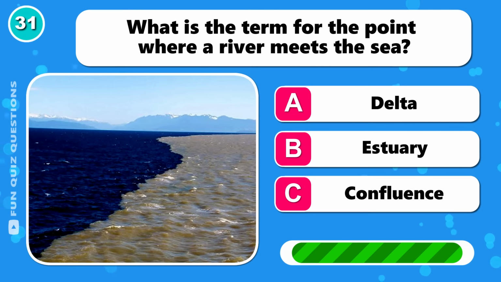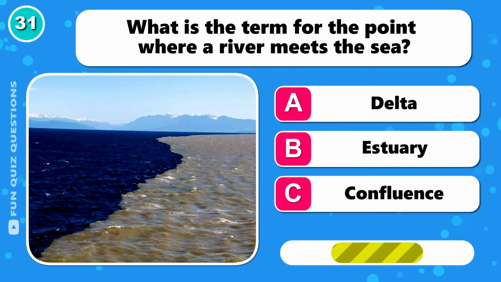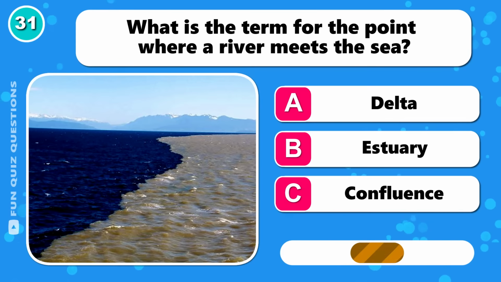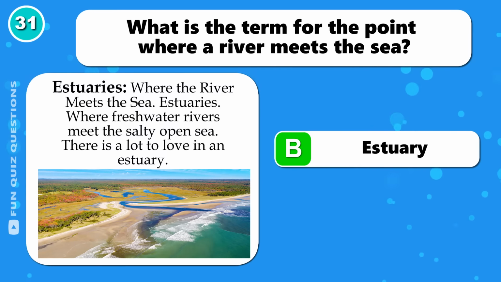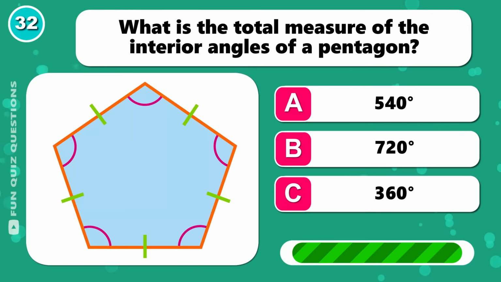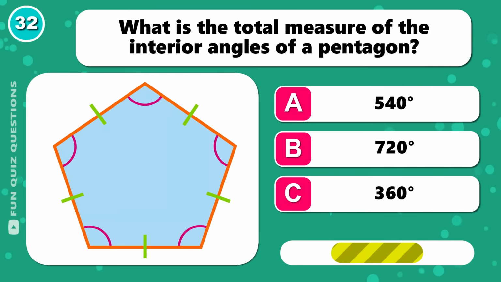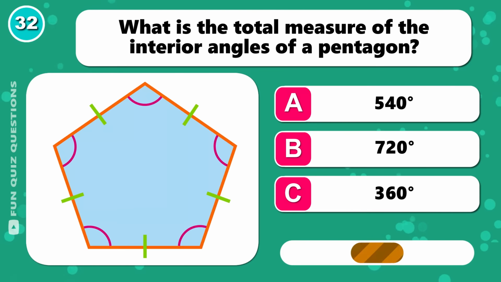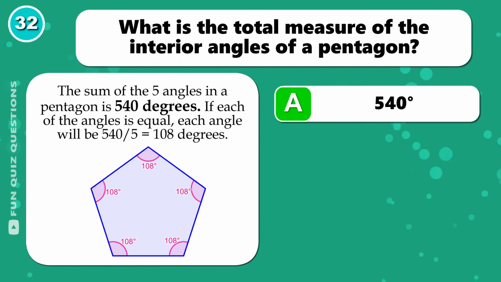What is the term for the point where a river meets the sea? Yeah, it's B, estuary. What is the total measure of the interior angles of a pentagon? It's A, 540.